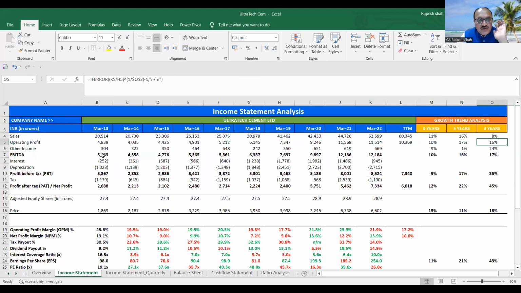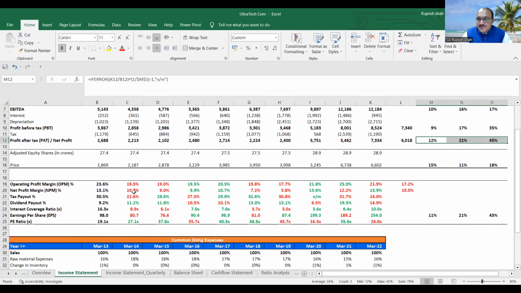Let us look at EBITDA, from 5,000 crore to 12,000 crore. Again, 9 years CAGR growth is below 15, but in the 5 and 3 years, the medium term, it is really doing well. It is above our standard. So this is a good sign, correct? Then profit before tax, again the same story, 9, 17 and 35. And so is the profit after tax, again the same story.